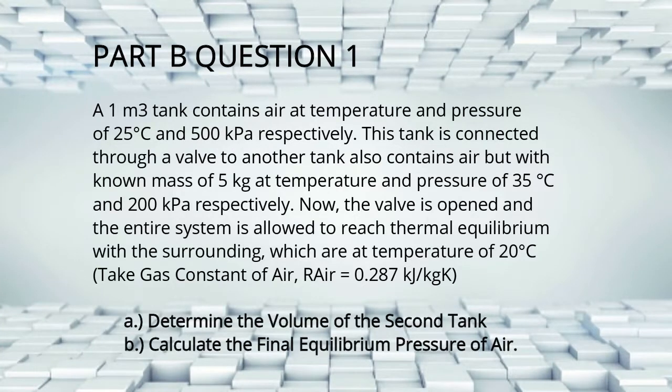A 1 meter cube tank contains air at a temperature and pressure of 25 degrees C and 500 kilopascal respectively. This tank is connected through a valve to another tank, which also contains air but with a known mass of 5 kg at a temperature and pressure of 35 degrees C and 200 kilopascal respectively. Now the valve is opened and the entire system is allowed to reach thermal equilibrium with the surroundings, which are at a temperature of 20 degrees C. We take the gas constant of air to be 0.287 kJ per kg Kelvin.